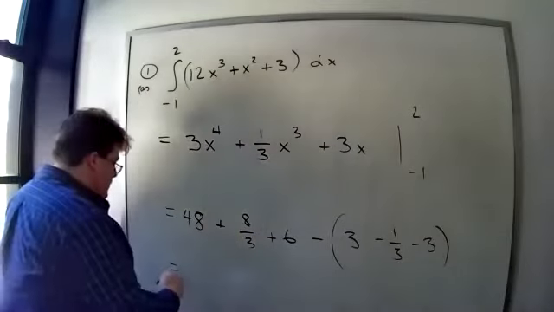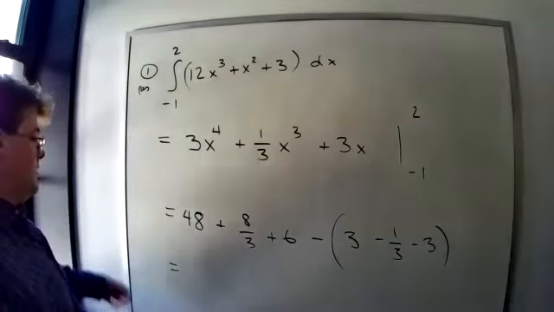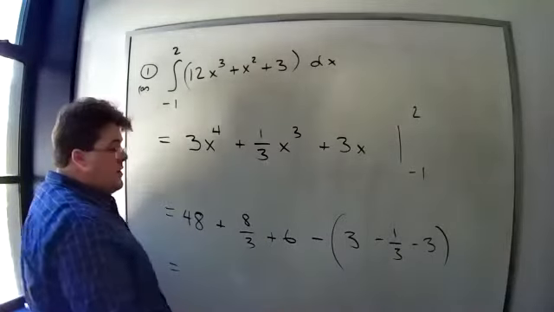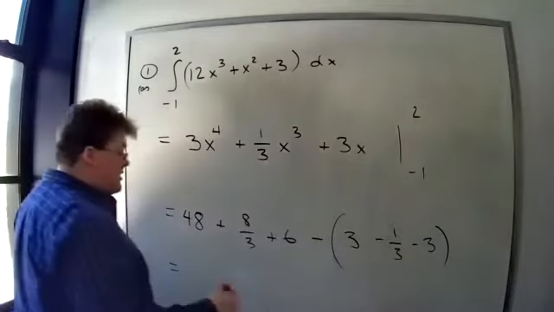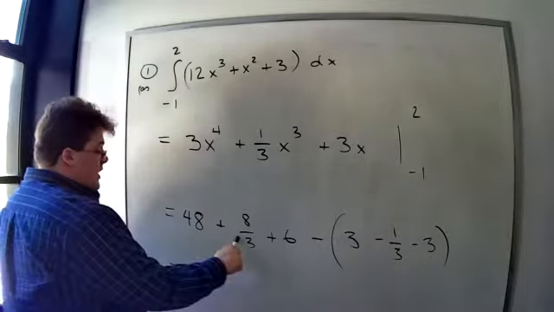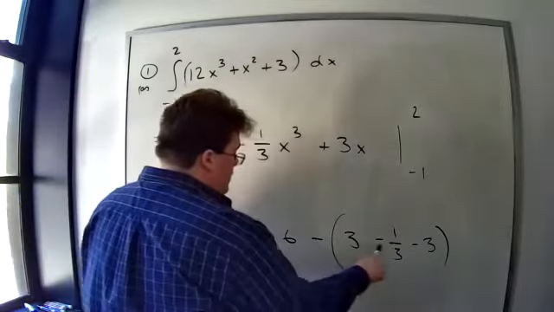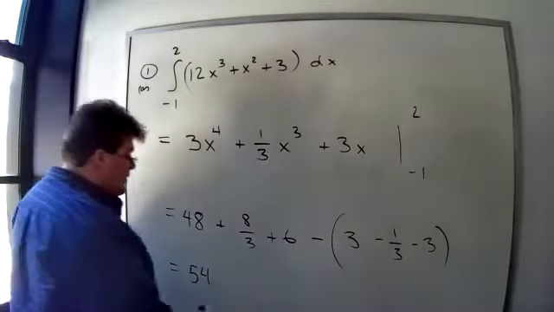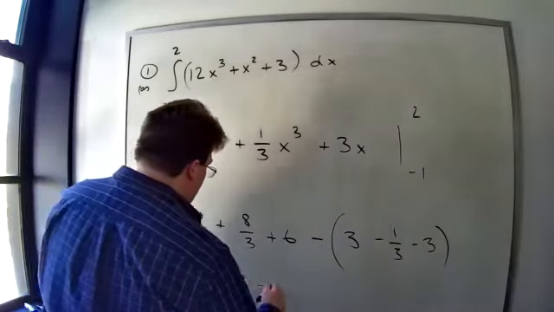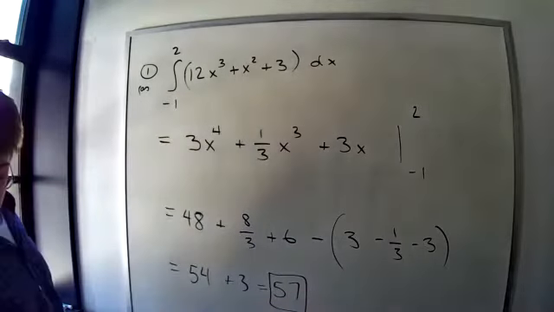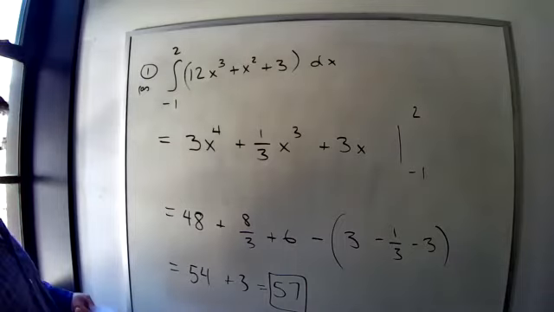So what do we get? Well, I'm going to combine the whole numbers and the thirds. With whole numbers, we have 48 plus 6 is 54. Those two cancel, so we just have 54. And how many thirds? Well, we have 8 thirds and negative 1/3. 8 thirds and a positive 1/3 makes 9 thirds. 9 thirds is 3. So we get that this is 57. Any questions about this one?